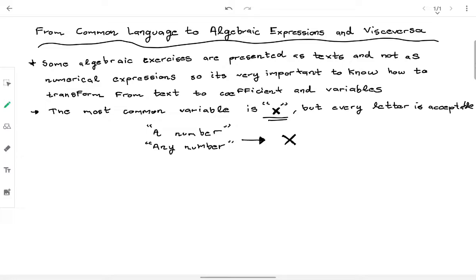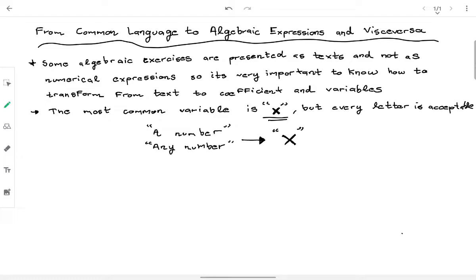The most common variable that we are going to use is x. I mean, we can use every letter, but the most commonly used letter is x. So when a specific exercise is telling you about any number or a number, it's very common to put x. If we have an exercise in a book that says a number or any number, that will be x. So let's see some examples.